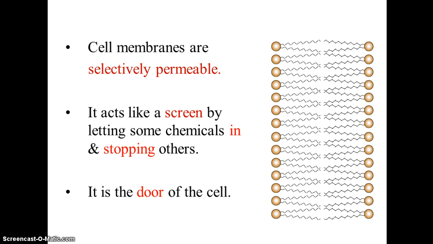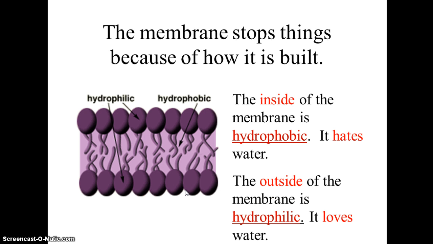So we need to look at the structure of the cell membrane because that will help tell us how it functions. So here's our cell membrane, very simplified, and you have molecules here that are made up of this circular head and then these long zigzag tails. And it's oriented so that two molecules are kind of facing one another with the tails directed towards one another. So the membrane really stops things or keeps some things out because of how it's built.